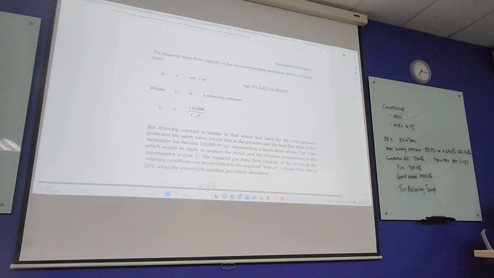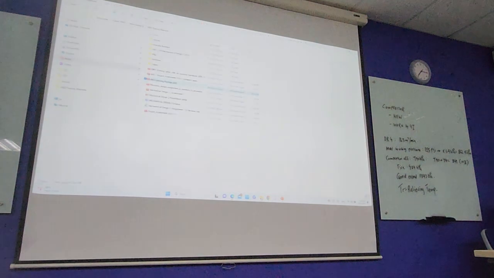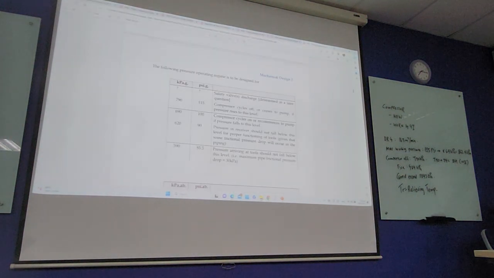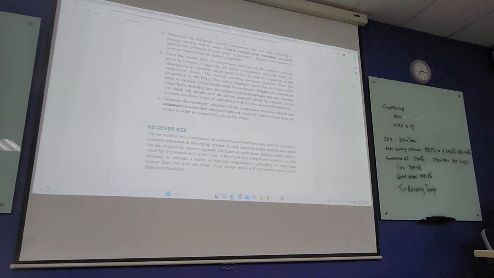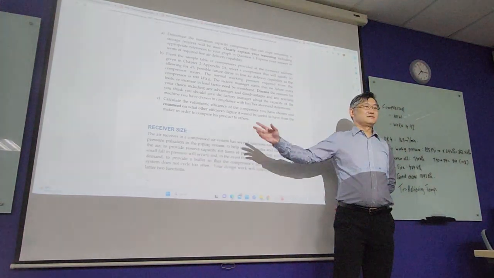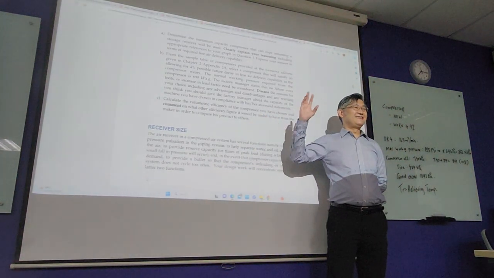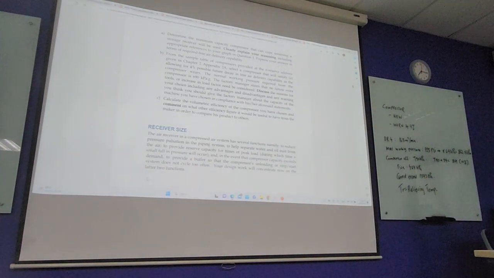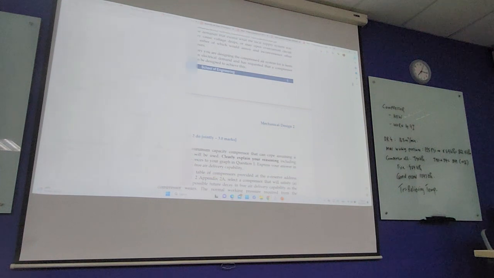Okay, if no question, let us look into our project B. Right, so now our focus is how to find out the receiver size. Anyone already got the answer for your receiver size? Can you share with us? Anyone? Take initiative to find out the receiver size. Can you share with us?